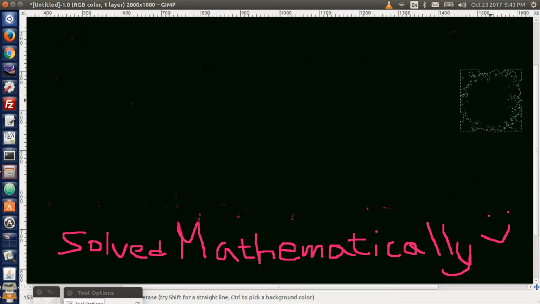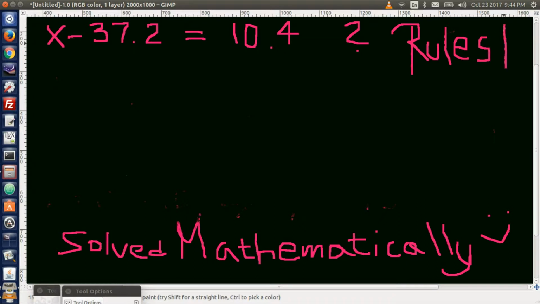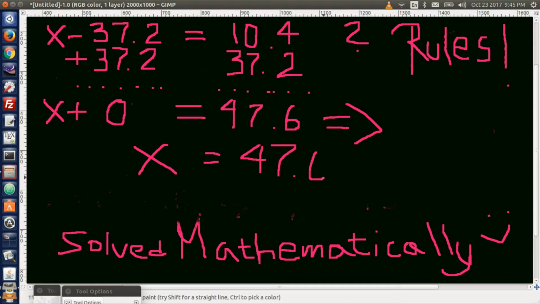Alright, so again we solved it mathematically. Let's do it with some numbers that you cannot do in your head so easily. So let's say we have x minus 37.2 is equal to 10.4. Now, what is x now? But let's just apply the rules. Think of it just like a cooking recipe. So we have minus 37.2, and if I add 37.2 here, but also remember I have to do 37.2 on the other side of the equal sign immediately. And then I have x plus 0 is equal to 4 plus 2 is 6, 0 plus 7 is 7, 1 plus 3 is 4. So then the answer is x is equal to 47.6. All right.